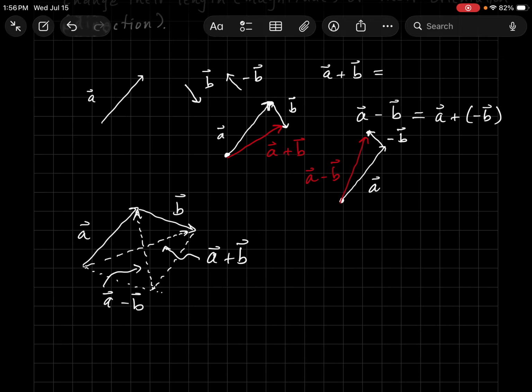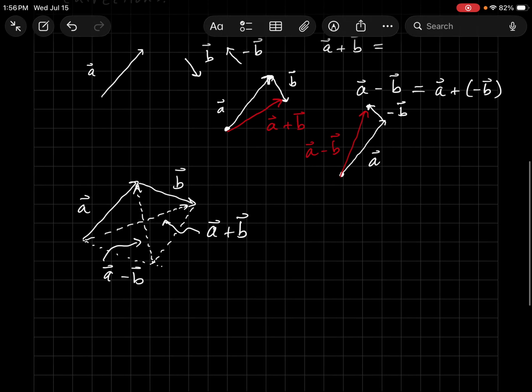Okay, what if I wanted to multiply a vector by a constant? So I'll try to redraw my original A like this. What do you think 2A looks like? Well, 2A looks exactly like A, except it's twice as long. There's 1A plus another A. Of course, that gives us 2A. Simple like that.